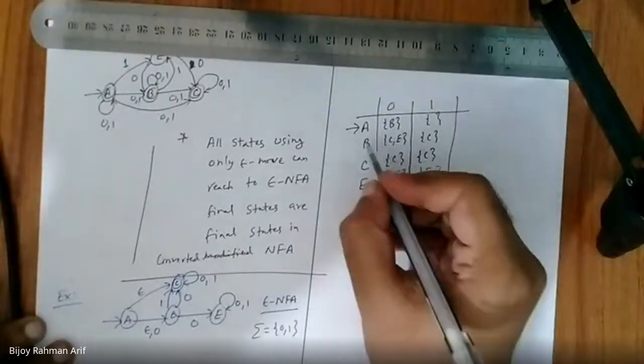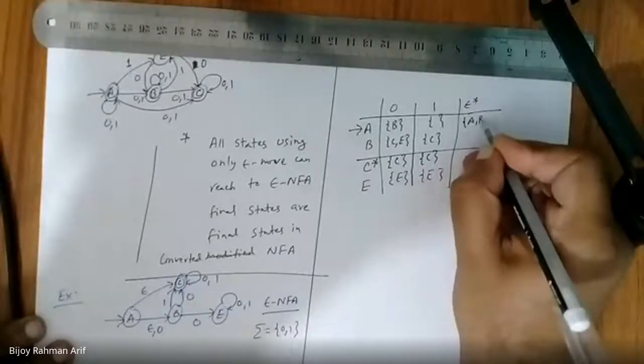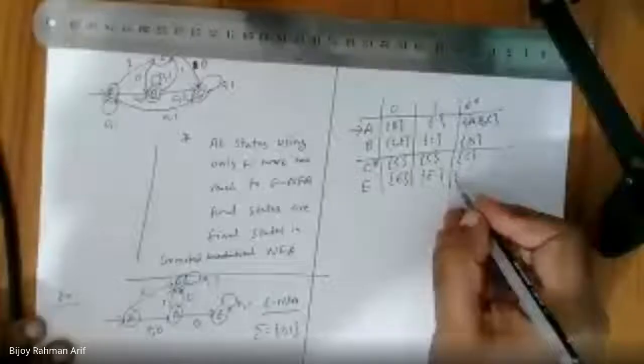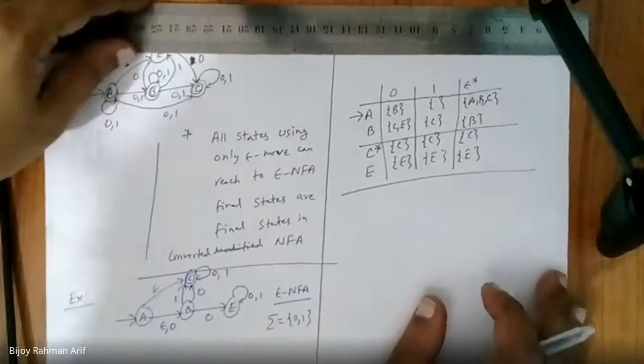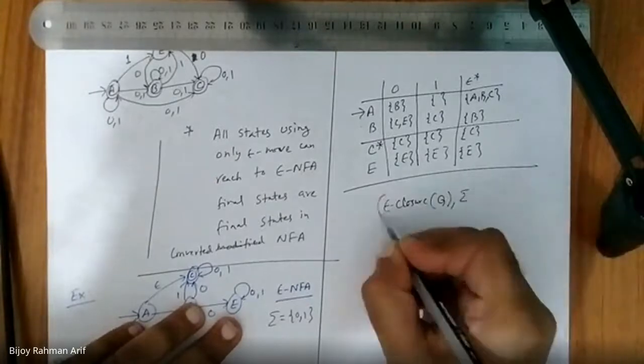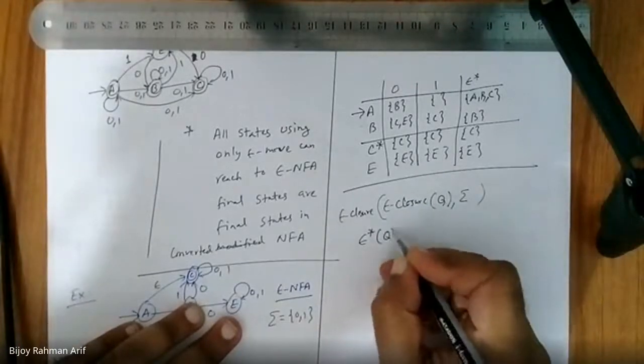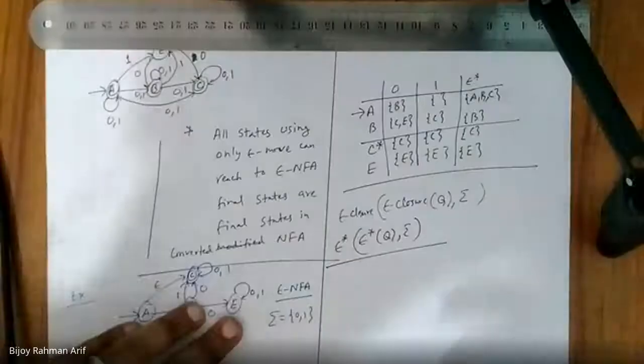Okay, let's find the closure. What is A's closure? A to B, A to C, so A, B, C. What is B's closure? Only B. C's closure? C. E's closure? E itself. Done. So the same formula: epsilon closure, Q, sigma, epsilon closure. To remember it in short, you can write it this way. If it is convenient, you can remember this.